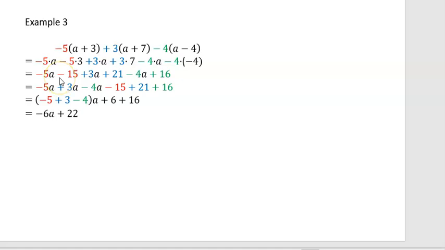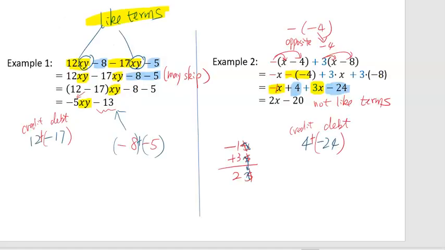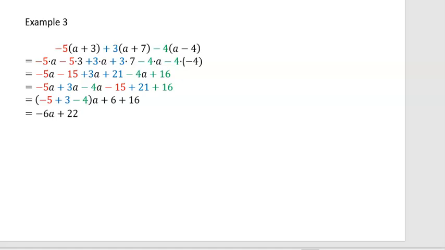Now in this example, we're going to be doing something very similar to what we did, but we just have 3 pairs of parentheses. So first step, we distribute negative 5 to everything inside the parentheses. So you see I have negative 5a and negative 5 times 3. And then next, we distribute 3 to everything inside the parentheses. It's positive 3 times a plus positive 3 times 7. And finally, we distribute the negative 4. So negative 4, put it in front of a, and negative 4, put it in front of negative 4.